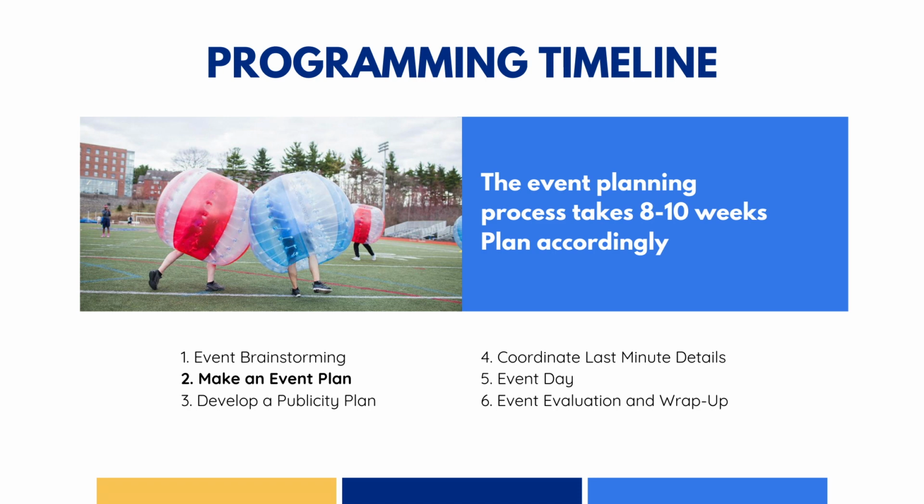On average, an event can take 8 to 10 weeks to plan. This includes steps like brainstorming the event, making sure you have an event plan, publicizing the event, coordinating details, and everything else that needs to be done in order to ensure a successful event. This training will focus on the details that you need to know in order to complete steps 2 through 6 of the event planning process.